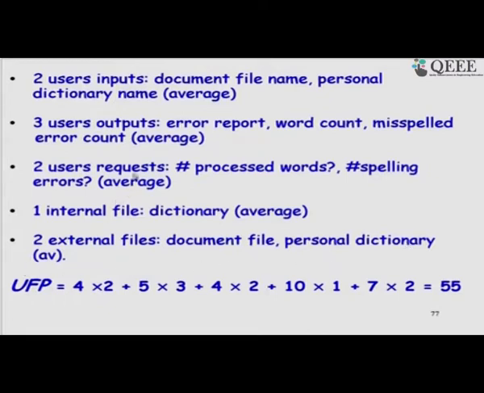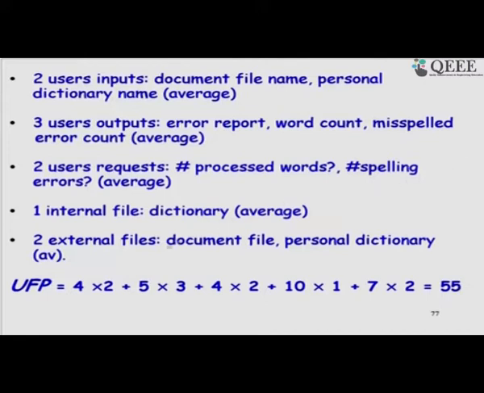So, many of you might say that, see, just a name may be just low. Yes, we can do that, debatable. Output reports are also low, but some may say that the internal dictionary may be complex. So, these are the small variations that are possible, and then we compute the unadjusted function point based on the weights we identified in the previous table. So, we get 55, and now the next step would be to refine this.